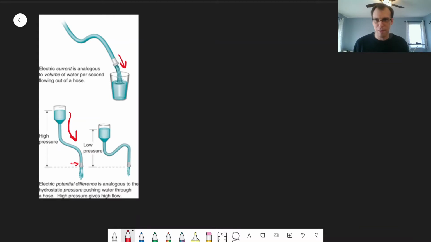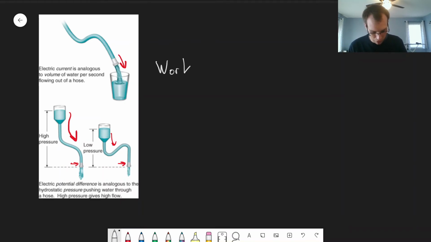You can still have the same amount of pressure on the hose, but the amount of current that comes out is less. Whereas if this tank is lower, there's less force pushing down on the water, and if everything else is the same, we will get less water out at the end, and the current will be smaller. So we can see that there is this relationship. So let's write this mathematically.